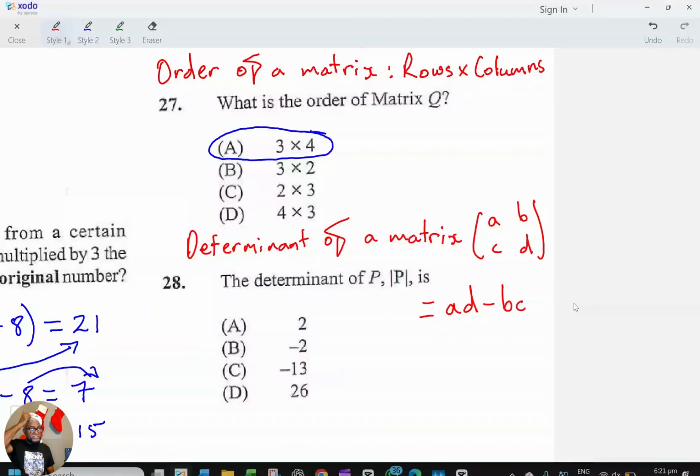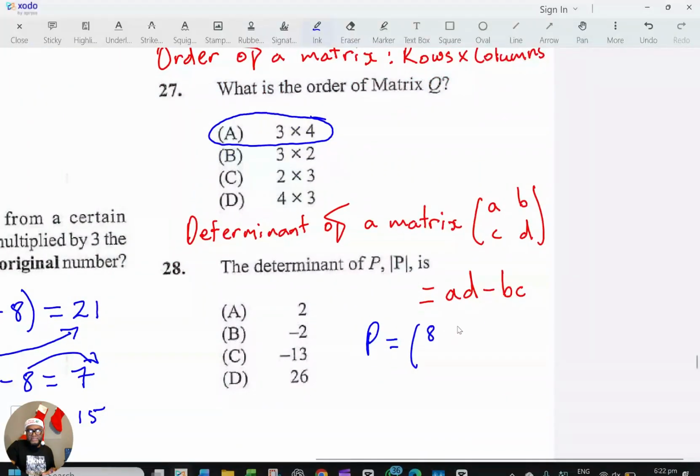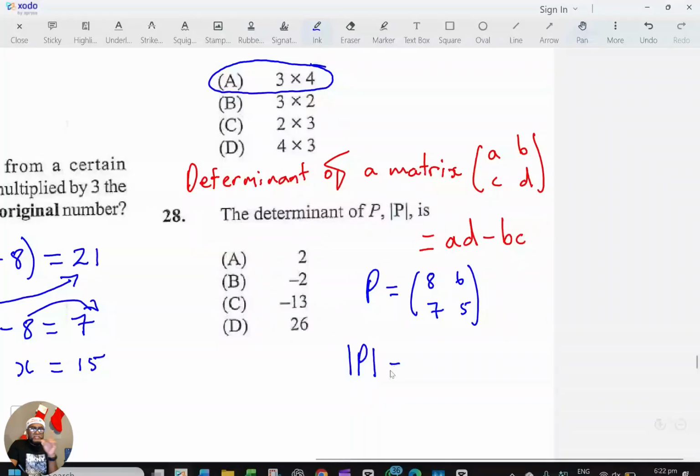The determinant of a matrix a, b, c, d: you're multiplying the top left by the bottom right, and then the top right by the bottom left, and you subtract them. Simple as that. So let me write down what P was. P was 8, 6, 7, 5. So you're multiplying the top left by the bottom right. When we write the determinant, by the way, you put it in 2 straight lines like this. That means the determinant of P. So it's going to be top left, which is 8 multiplied by 5, minus 6 multiplied by 7.